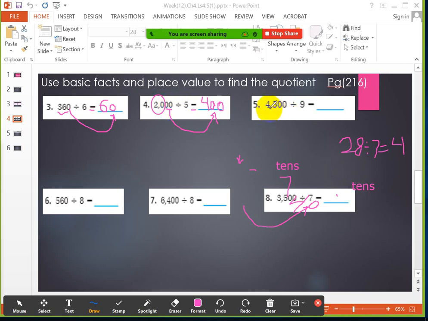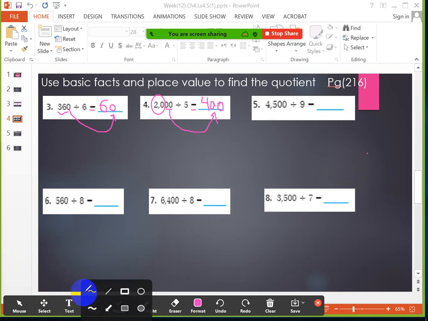Now 4500 divided by 9. Let's find the answer. Who wants to help me? Okay, let's choose. Raise your hands, please, if you want to answer. Raise your hands, girls.